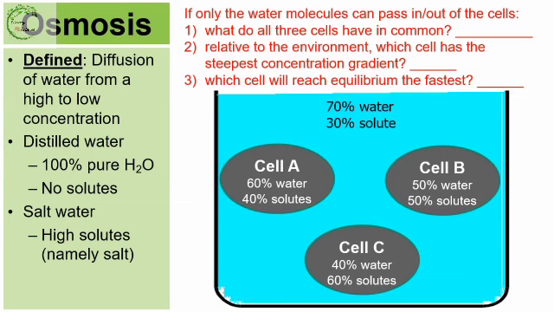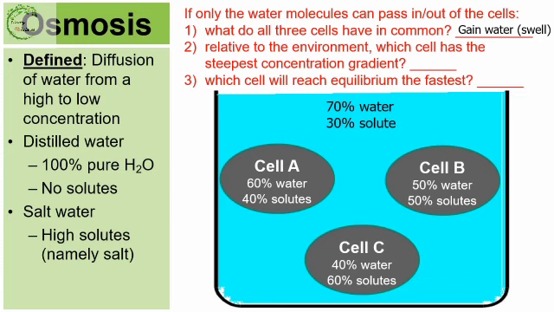So if only water molecules can pass in and out of this cell, number 1, what do all 3 cells have in common? I hope you realize there's a few ways you can answer this, but all 3 cells are filled with a hypertonic solution. In other words, they're all going to gain water. Water is going to go into all of these cells because of osmosis. They're all going to swell.